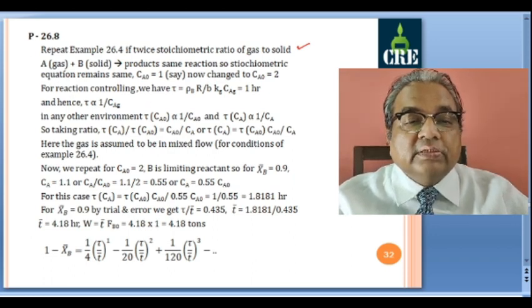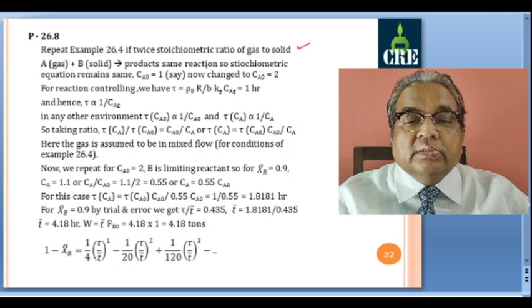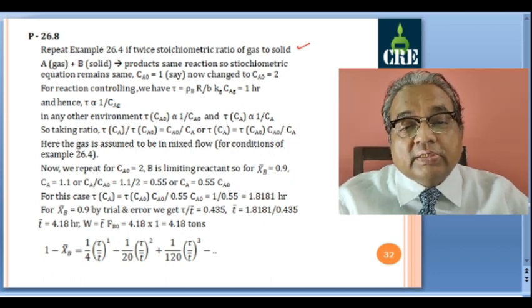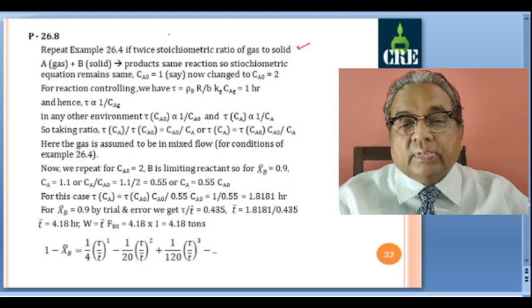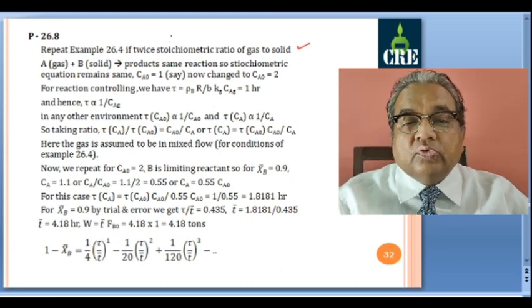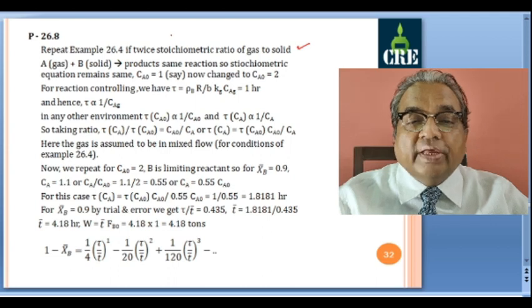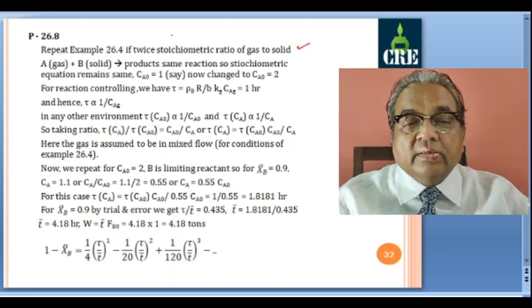So here the reaction is A and B. A is gas, B is solid, giving you the products. Here small b, the stoichiometric coefficient, is 1. Same reaction, so the stoichiometric equation will remain the same in both cases. Even if you use twice the stoichiometric ratio of the gas, that corresponds to the feed rate. If the stoichiometric requirement is 1:1, you are feeding double, but the reaction stoichiometry will not change. 1 mole requires 1 mole. You are supplying in excess, that you have to keep in mind.